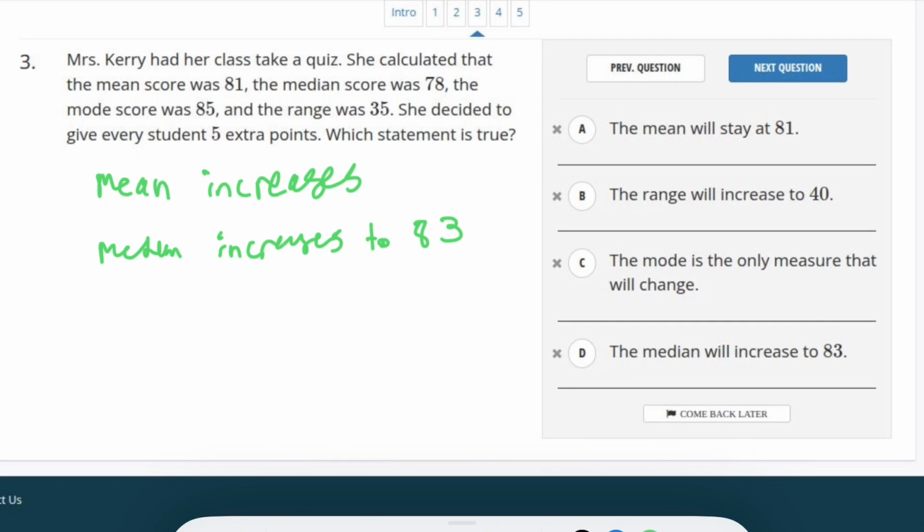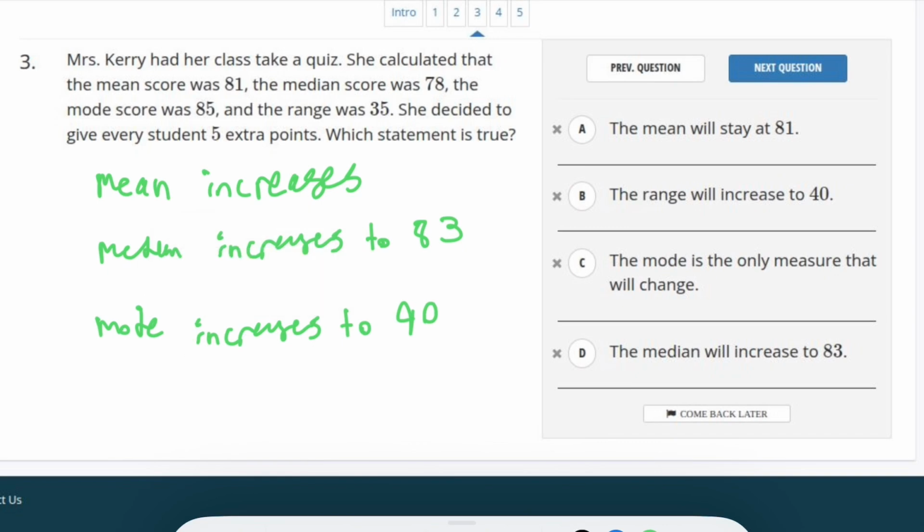The mode score was 85. So if you add 5 extra points, the mode is still the same amount of repeated data, but the value of the data turns from 85 to 90. So 90 will now be the most repeated number. So the mode increases to 90.